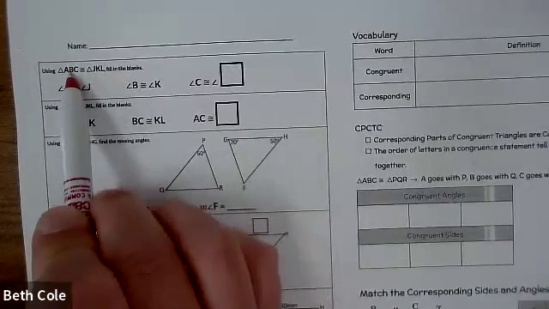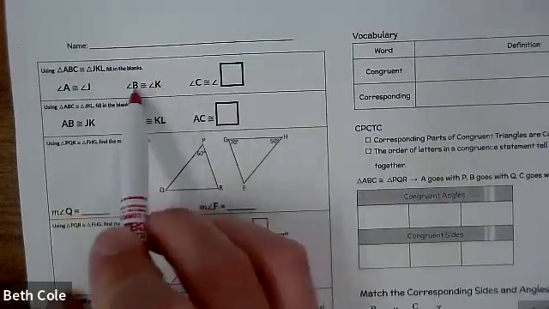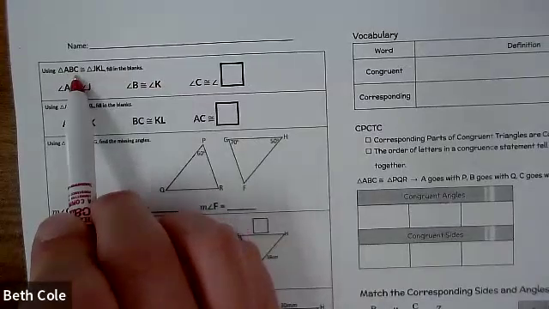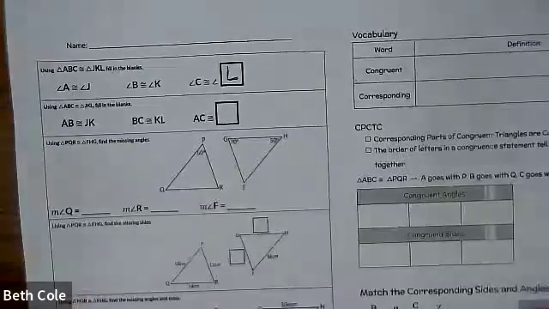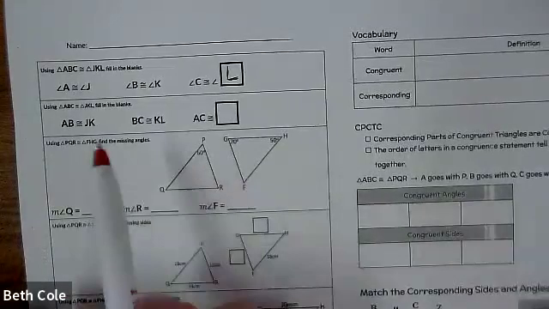The ones in the middle, do you see how B is in the middle and K is in the middle? B matches up with K. So C matches up with which letter? L. Angle C is congruent to angle L. That's literally what we're going to spend a few classes working on, is what matches up with what, because you really can't do a problem with this until you can match the pieces together.